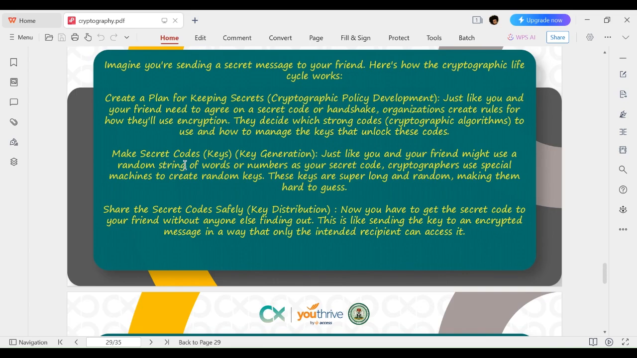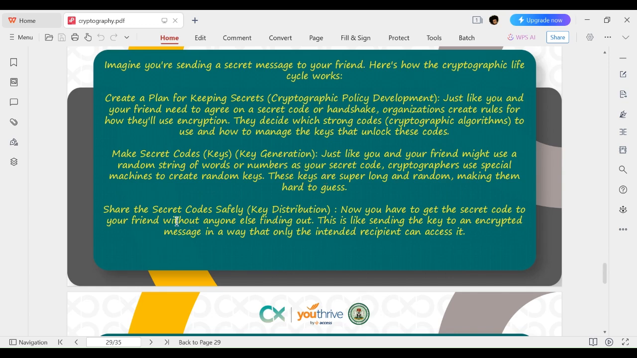So you make secret codes, just like you and your friend might use a random string of words or numbers as your secret code. Cryptographers use special machines to create random keys. These keys are super long and random, making them hard to guess. That is what key generation is.